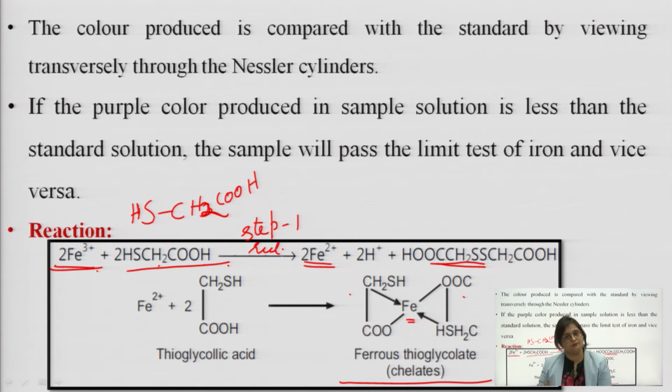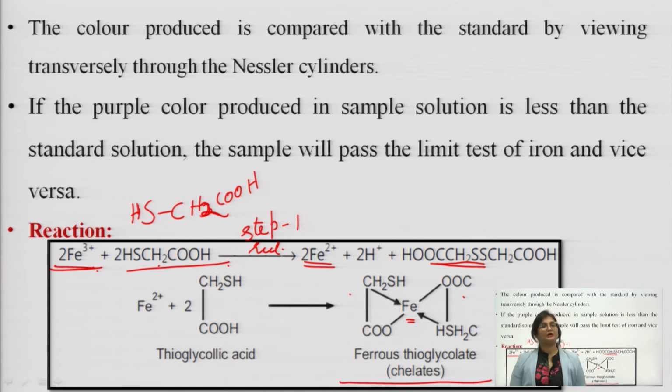If there is no iron in my sample, it will not form a complex with thioglycolic acid. It will not produce the color. If my sample has iron, it will form a chelate with the thioglycolic acid and get converted into a ferrous thioglycolate complex which has reddish purple color. Clear? Very simple principle. Only thing is we need to remember what the reagents being used are, what reaction is produced, and what the color change is.